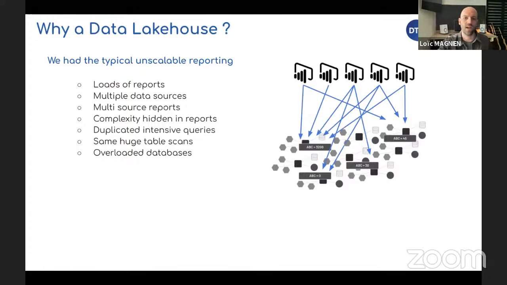And as you were connected to multiple data sources, what happens is in the reports, this is where the complexity is hidden. So you need to do a lot of investigation to figure out all the data you need to make those reports work. And most of those reports were quite big. So you end up with duplicated intensive queries on those system sources. And you basically need to offload the databases so that you can do your analytics.